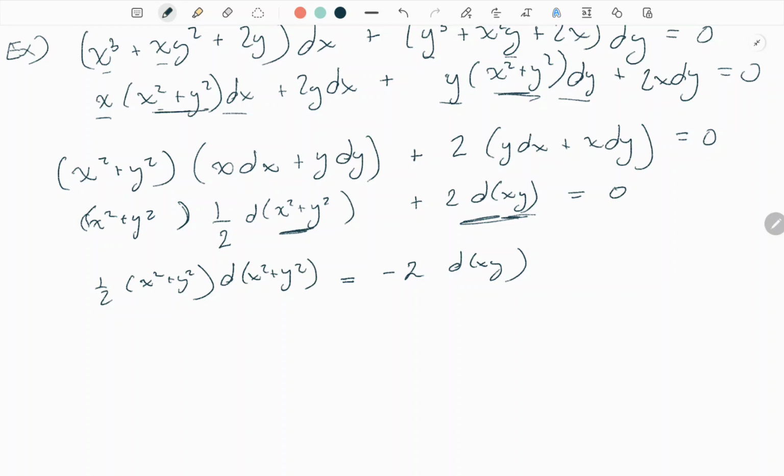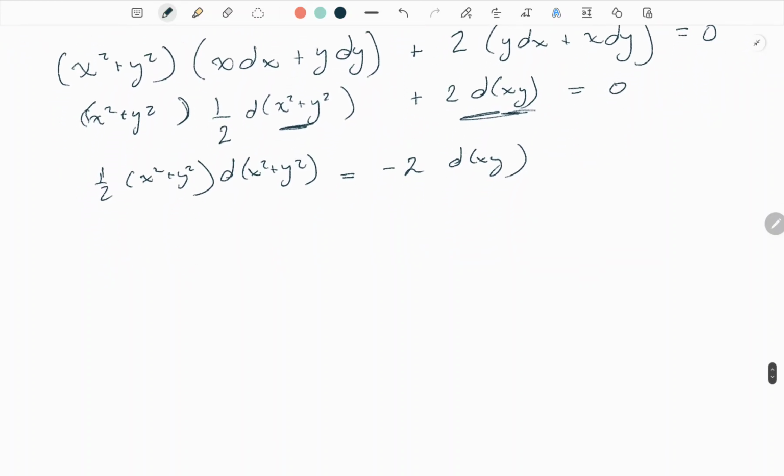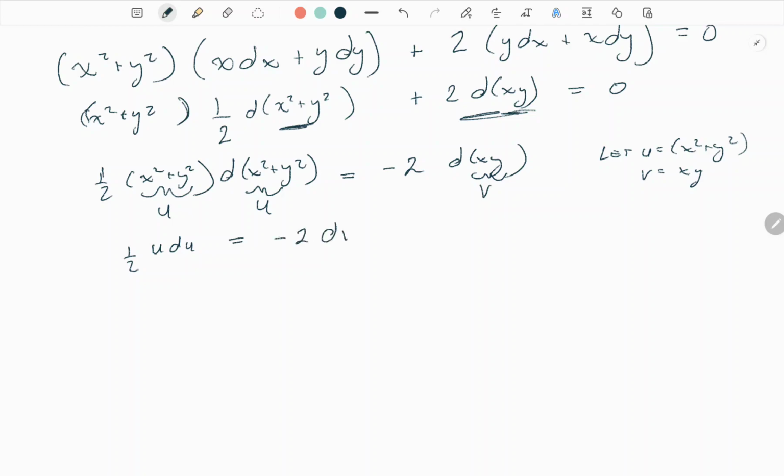Okay, now what we want to do is integrate both sides. But this may look difficult or different than what you've seen. Let's simply make a substitution. Let's call x squared plus y squared u. And xy, okay, I'll call it v, just to make life easy for me. So we say let u equal x squared plus y squared, and v equals xy. And so what I can do is transform this equation into 1/2 u du equals minus 2 dv.